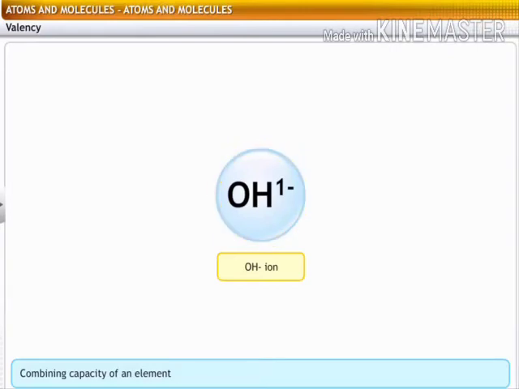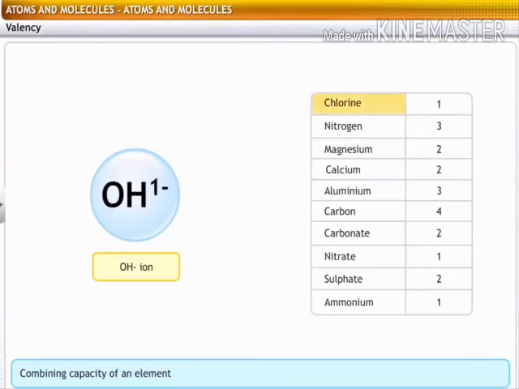Here are the valencies of some elements. Chlorine has a valency of 1. The valency of magnesium and calcium is 2, while nitrogen and aluminium is 3, and that of carbon is 4. A nitrate ion and an ammonium ion show a valency of 1, whereas carbonate and sulfate have a valency of 2.